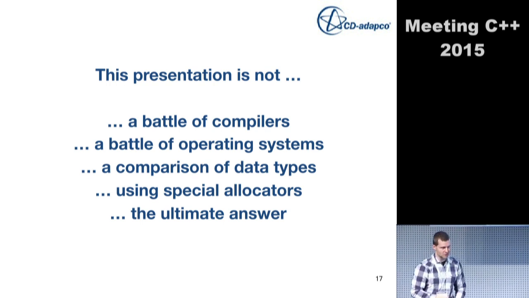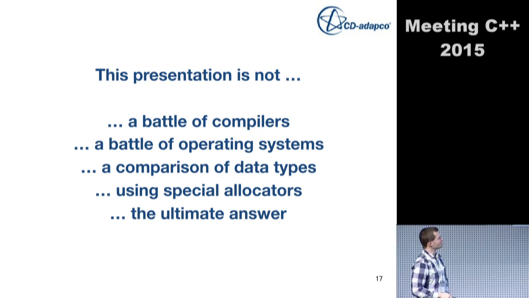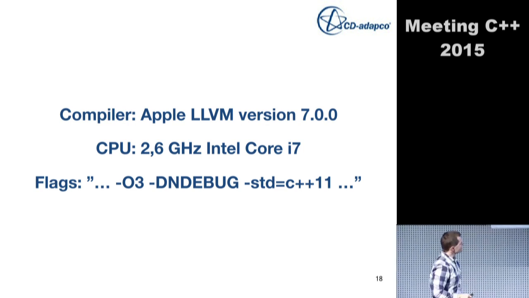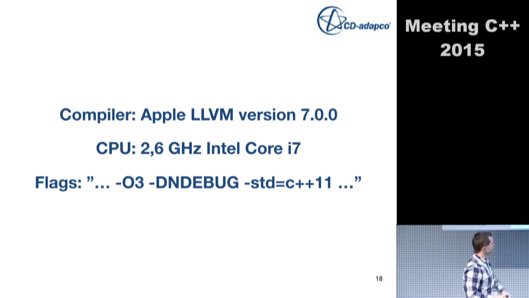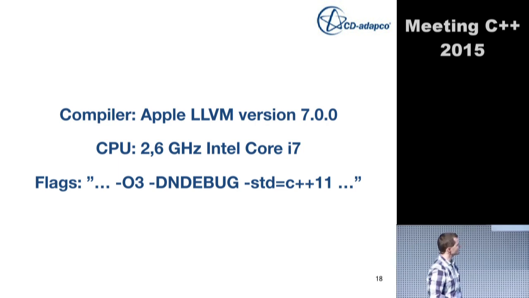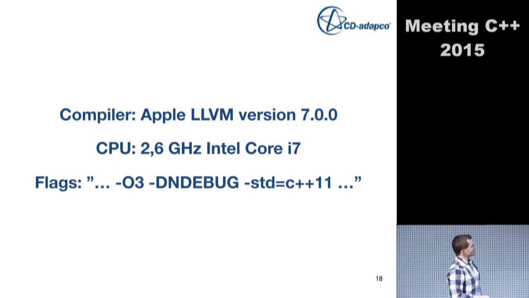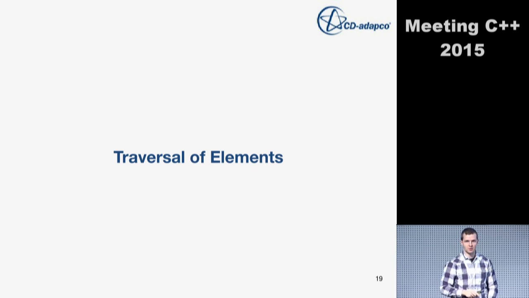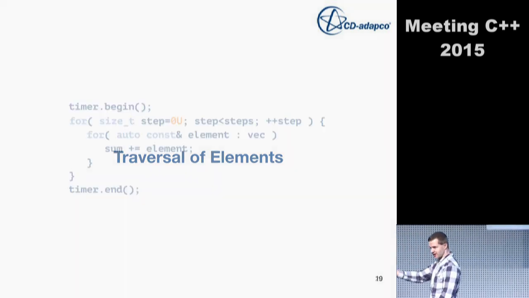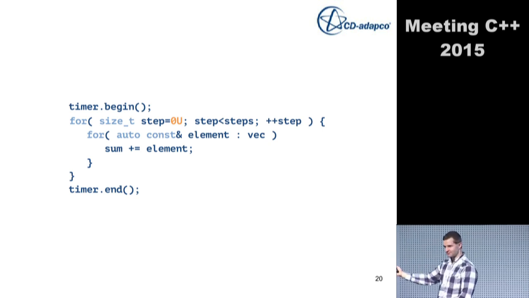All right, so ready to tackle the first benchmark. First, the things that I use. I use the Apple LLVM, a CPU of 2.6 gigahertz, and of course a couple of flags that make sure that we truly achieve the performance that we want to have. All right, now, the first benchmark, a boring one: traversing elements. So we have a container filled with elements, and all we care about is traversing this container from the first to the last element.